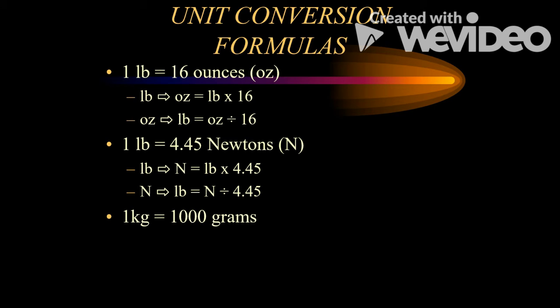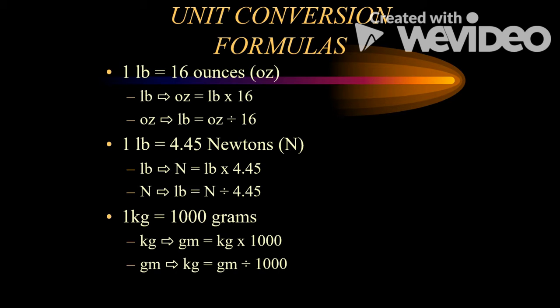Next, kilograms to grams. 1 kilogram is 1,000 grams. If I want to get from kilograms to grams, I have kilograms, I want grams, so I take kilograms and multiply by 1,000. If I have grams and I want to get to kilograms, I take grams and divide by 1,000. Let's take a look at the thumb chart for that.